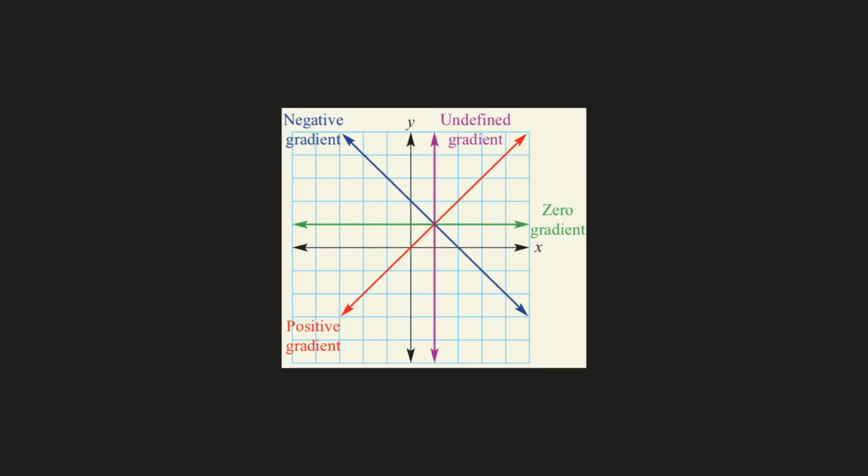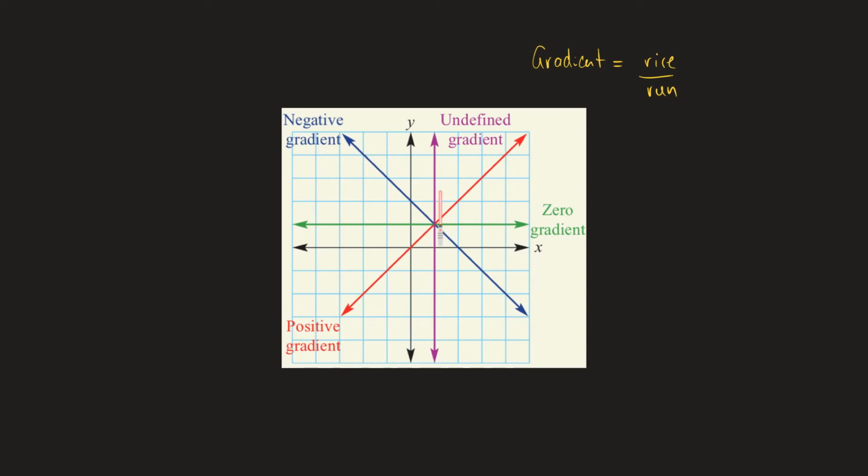And how does that work? Remember, the gradient equals the rise over the run. So for example, with that one, the rise is 0. And because you have a rise of 0, if you go 0 divided by a particular number, that's always going to give you an answer of 0.